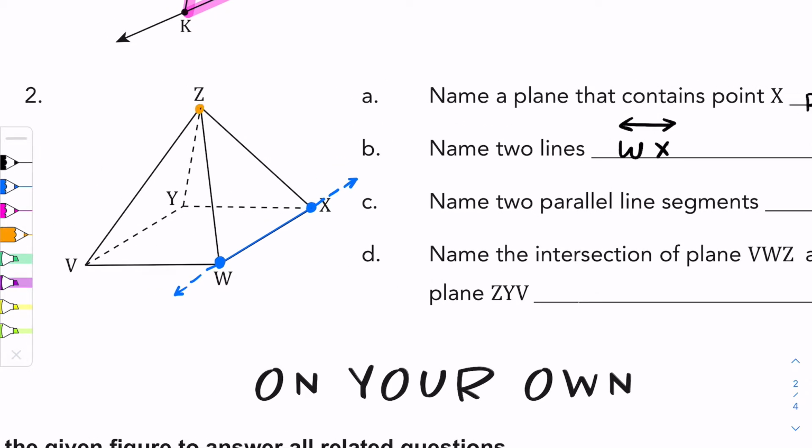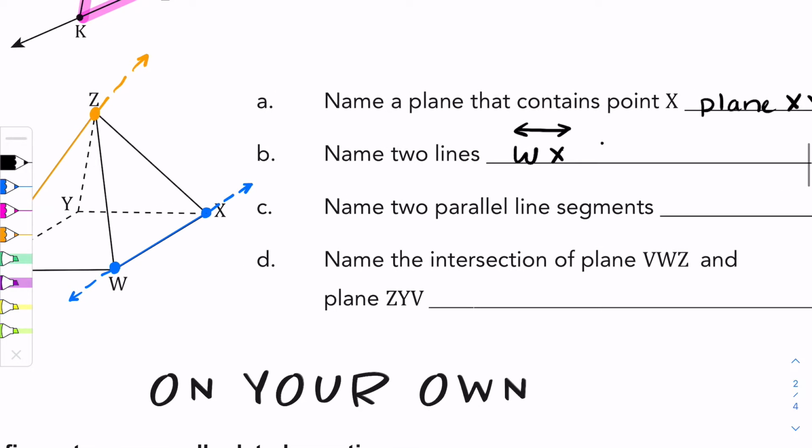And we could have a line between Z and V. Of course, between those 2 points is a segment, but the segment is part of a line that extends forever. So I am going to label this ZV. And you could continue naming multiple other lines.